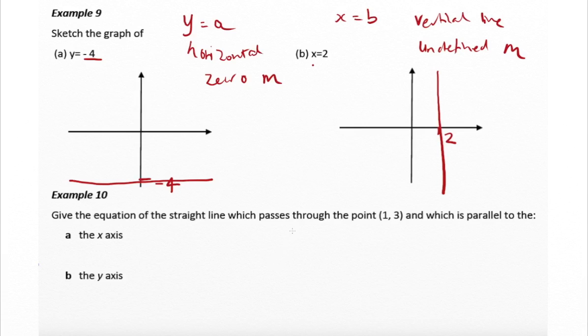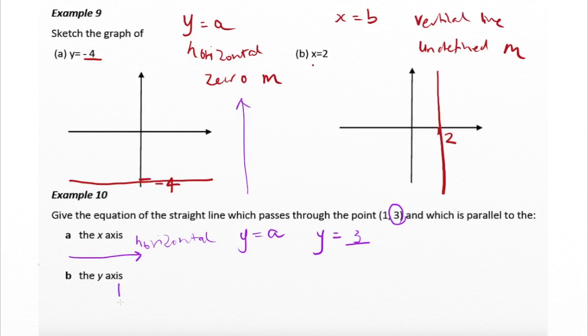Okay, example 10. Give the equation of the straight line which passes through the point 1 and 3 and which is parallel to the x-axis. So parallel to the x-axis looks like that, which tells us it's going to be a horizontal line. Now, as we just looked at before, horizontal line is in the form of y is equal to a. So that means it's going to be y is equal to a certain point that it goes through. We can tell that that y value is going to be 3 because it passes through that point there.